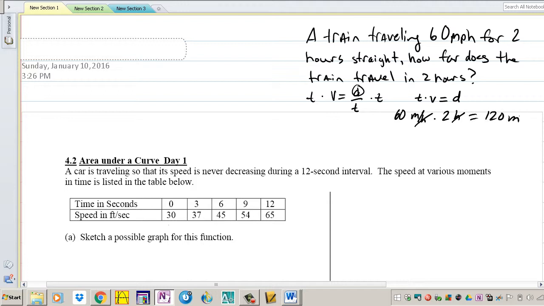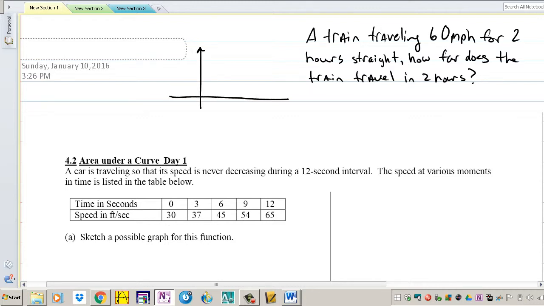Now, let me show you the answer using a graphical approach instead of this traditional physics approach. Let's graph the train's velocity. This is going to be v for velocity, t for time. This is going to be your vt graph.